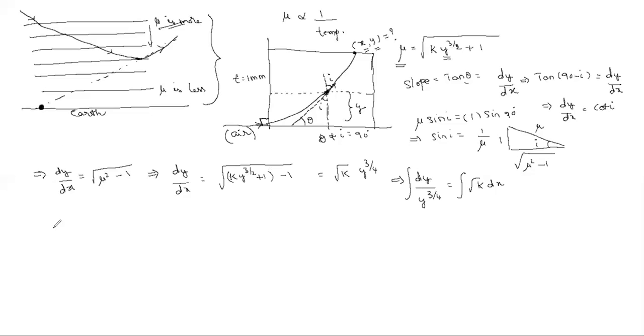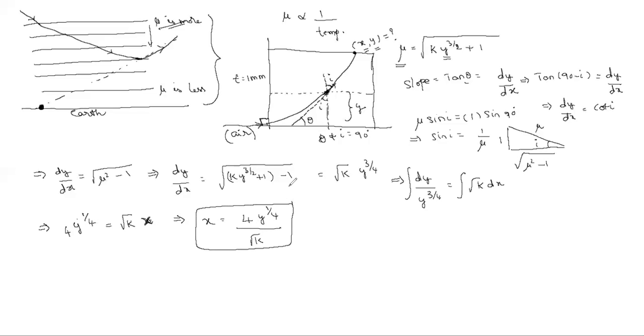This is y power minus 3 by 4. Y power minus 3 by 4 plus 1 is y power 1 by 4, divided by 1 by 4, so that 4 is taken to the numerator. Root k into x. Therefore, I am getting x equals 4 y power 1 by 4 by root k.